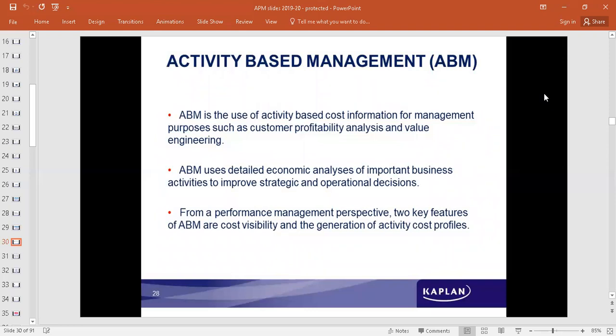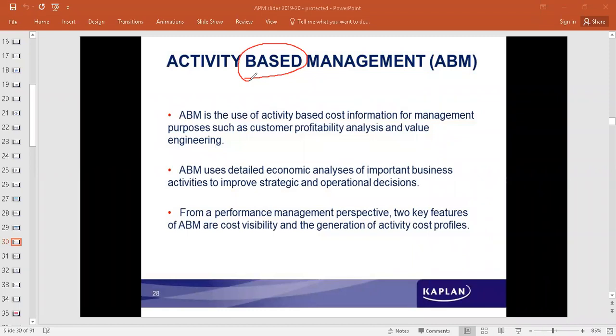Activity based management, that's a new topic. The concept of activity based management, see, when we talk about anything as a based management, activity based management, value based management, the focus about that particular concept is adding value to some stakeholder. If it is based on activities, we know what is the activity based concept.